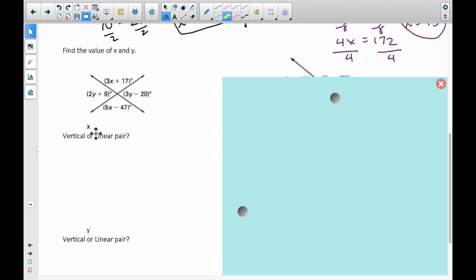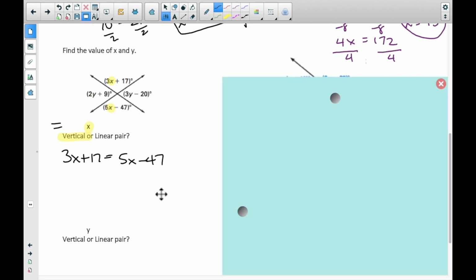Okay, this question is set up kind of interesting, but we're specifically focusing on x. Where are the x's? Here's an x, here's an x. Are those vertical angles or are they linear pairs? Well, they're vertical. And if they're vertical, that means they're equal to each other or congruent. So we could say 3x plus 17 is equal to 5x minus 47.